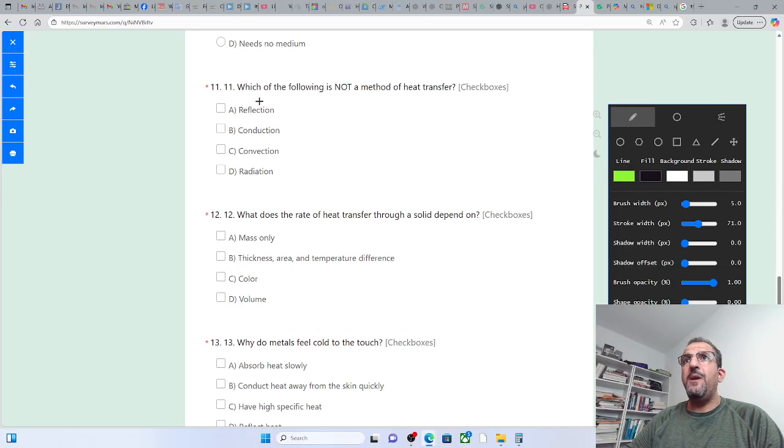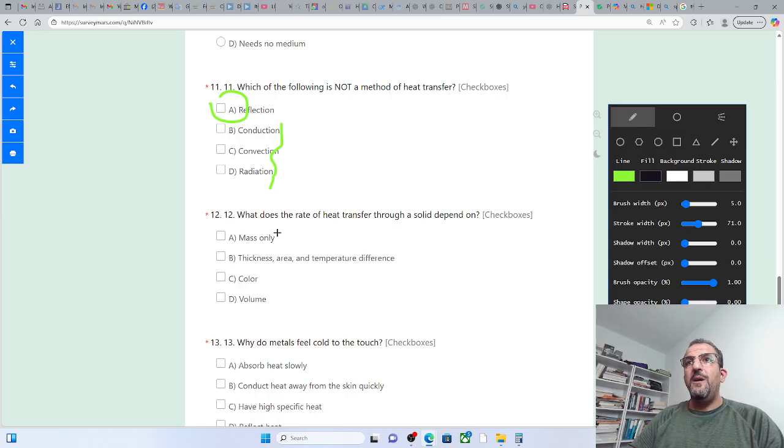For number 11, which of the following is not a method of heat transfer? We have reflection, conduction, convection, radiation. So which one is not? I believe reflection is not. Conduction, convection, radiation, all of these are methods to transfer heat.